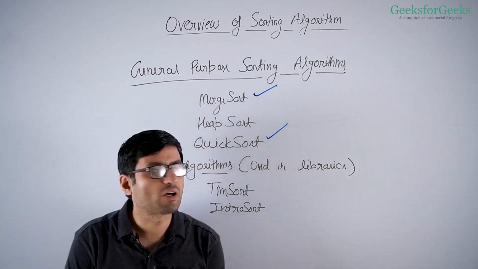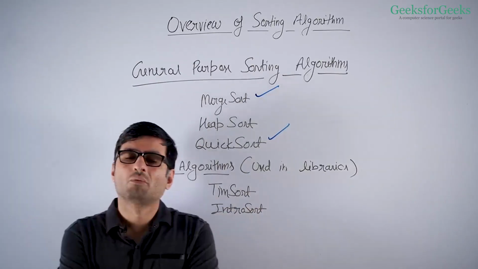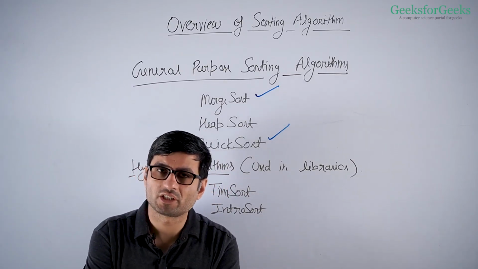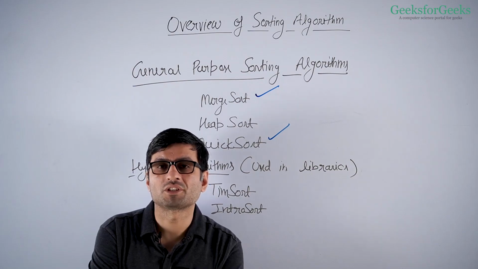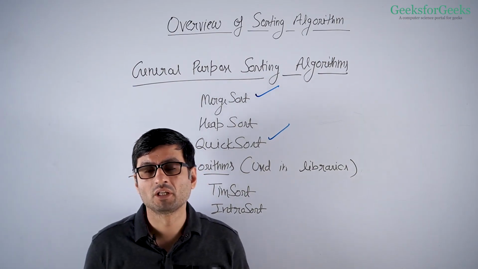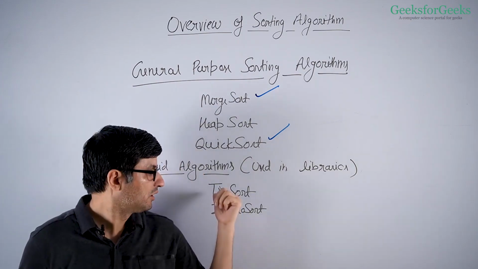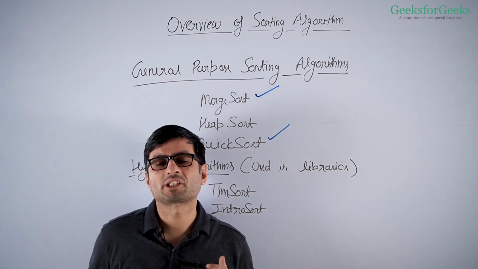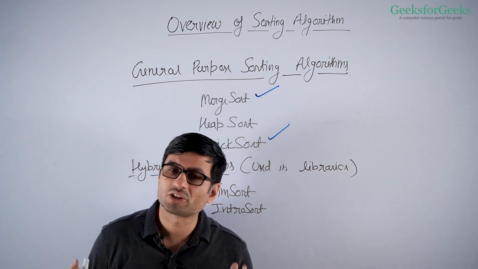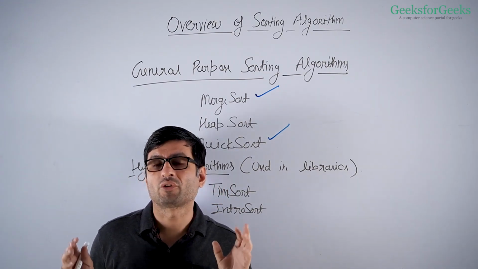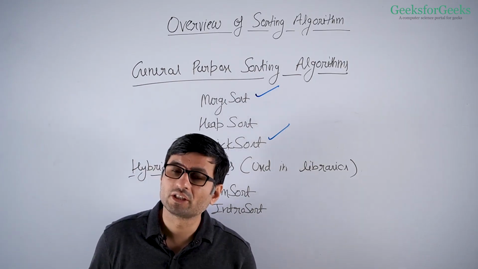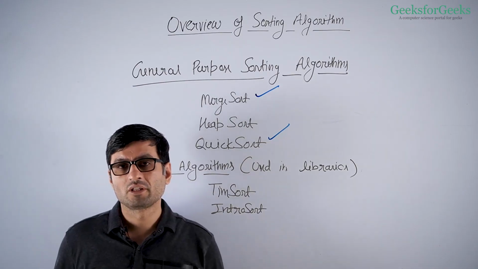Let us quickly talk about hybrid sorting also. Most of the library functions use a hybrid sorting algorithm, a sorting algorithm which is a mix of 2 or 3 basic sorting algorithms. For example, timsort in Python. It's a mix of insertion sort and merge sort. It uses merge sort for general input, and if your input is small or it becomes small in the recursive calls, it switches to insertion sort.